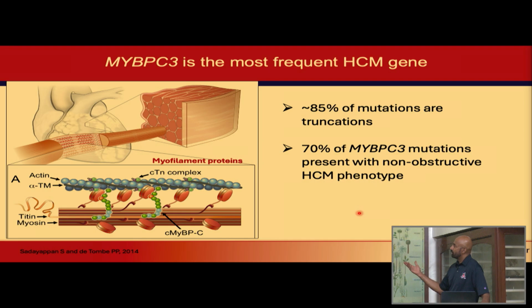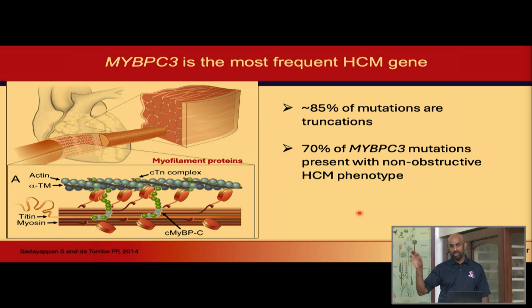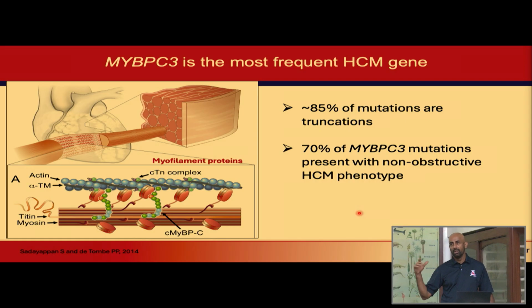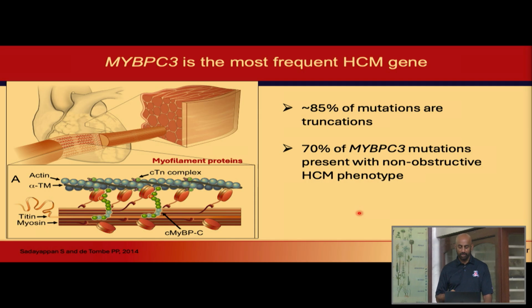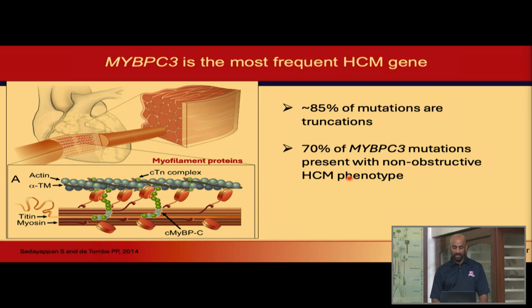Interestingly, 85% of the mutations in myosin binding protein C are truncations. What does that mean? You have a stop codon in the middle of the gene, so you are not producing the whole entire protein. You are producing only half of the protein, and that could cause hypertrophic cardiomyopathy. And then 70% of the mutations are linked with the non-obstructive hypertrophic cardiomyopathy phenotype.